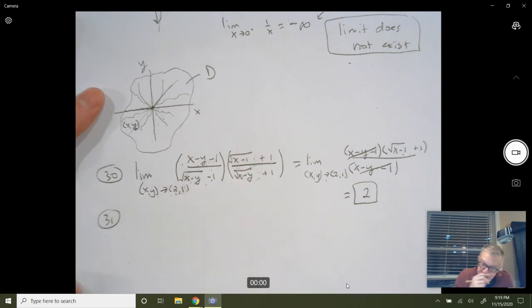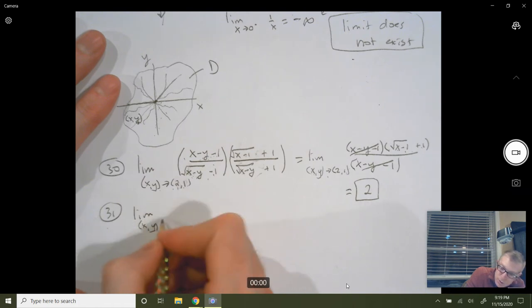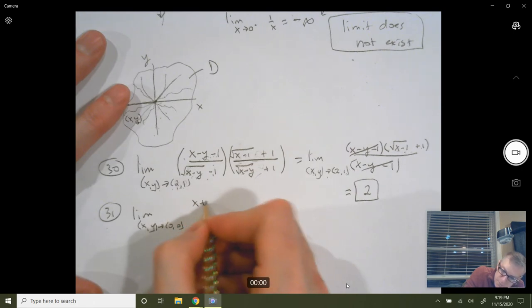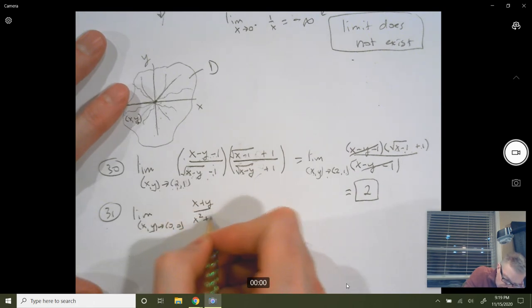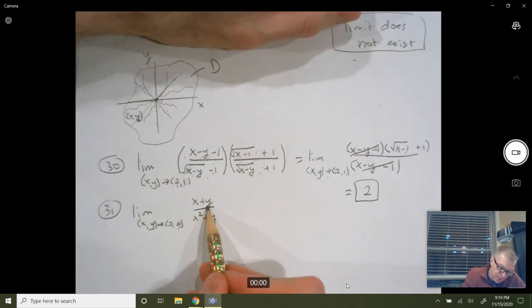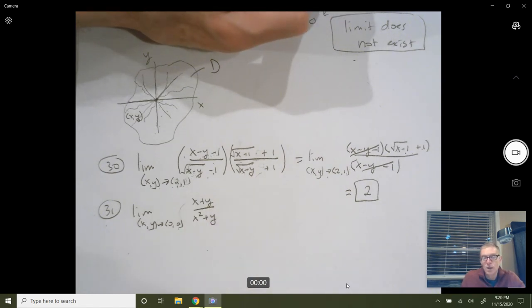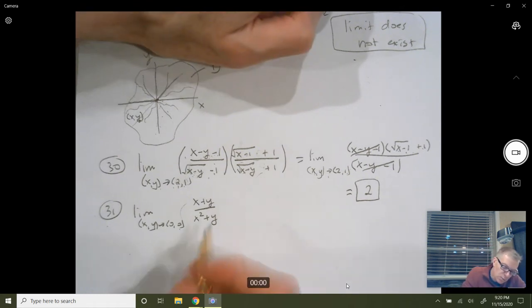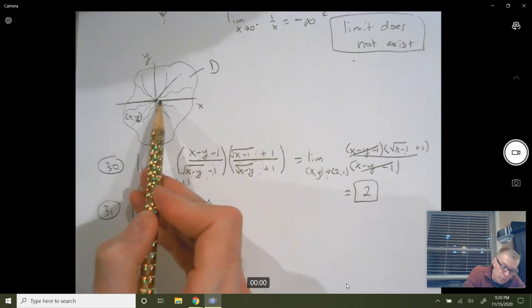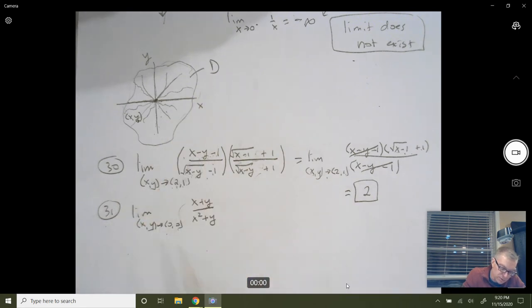Here's another example, okay? Let's say you have the limit as x, y approaches 0, 0 of x plus y over x squared plus y. Okay, and if you plug in 0, 0, you're going to get 0 on the top, 0 on the bottom. We have the same problem. This function is not defined at the origin. Okay, so let's try a couple of paths. Let's say we're approaching this function along the x-axis. Okay, so we're approaching 0, 0. We don't know what our domain is, but right now it looks like the domain is all real numbers.